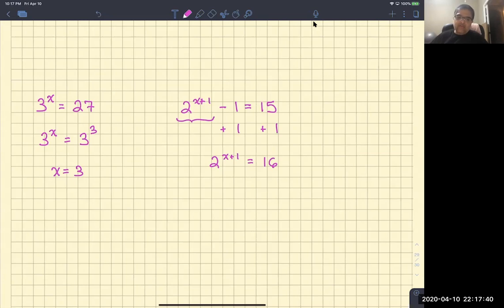Then I ask myself, okay, can I rewrite 16 using base 2? And I can. 16 is 2 to the 4th. Now, 2 to the x plus 1 equals 2 to the 4th. That must imply that x plus 1 equals 4. And then we solve for x by subtracting 1 from both sides, and we get x equals 3. Another level of this would be something like this.